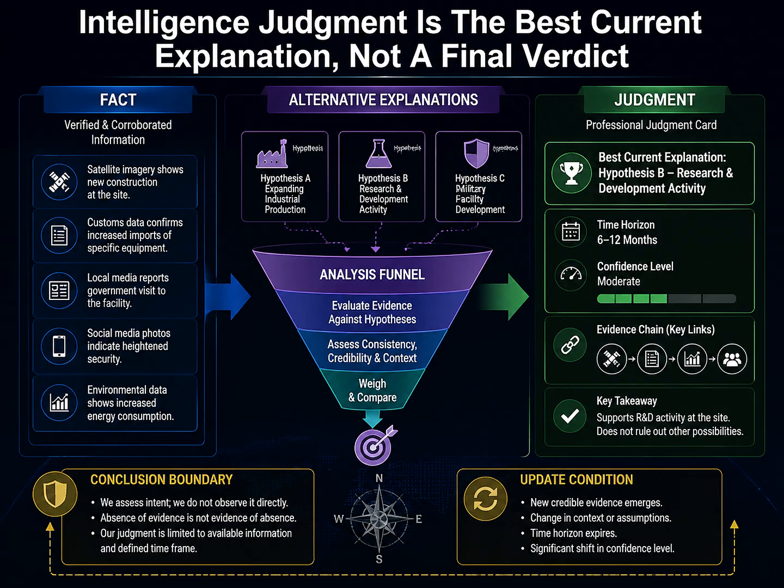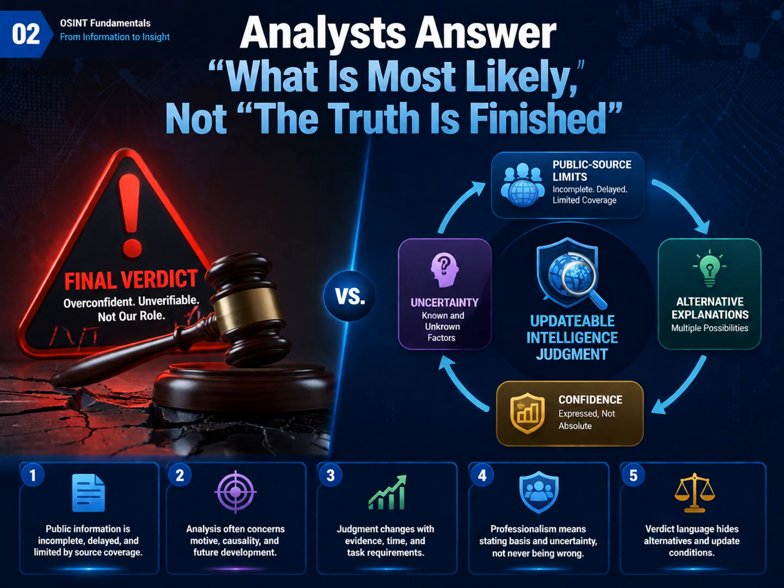The final output is a judgment card. A reader should see what is factual, what the analyst inferred, what the judgment can support, and which claims the evidence still cannot carry. Public information is naturally limited. It may be incomplete, delayed, or shaped by what an organization chooses to publish.